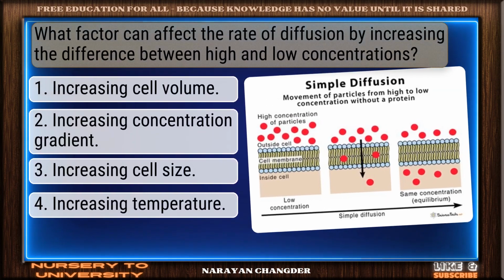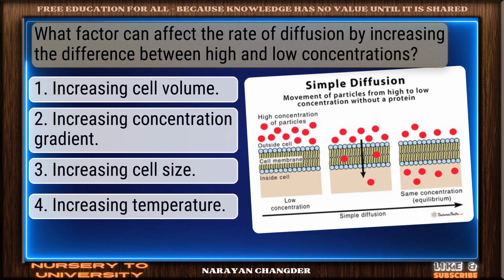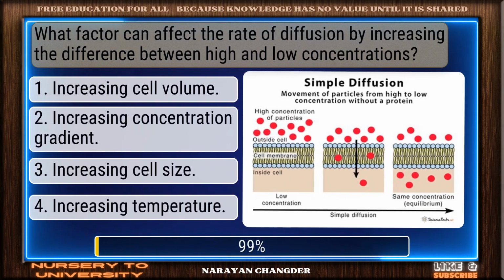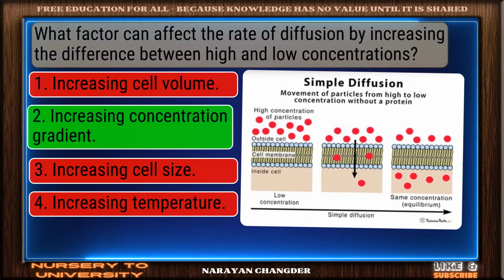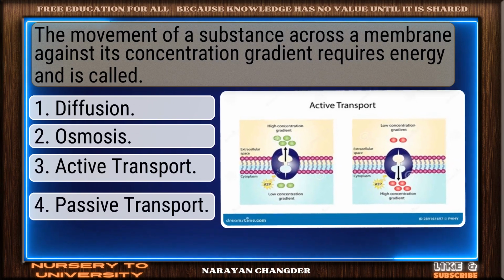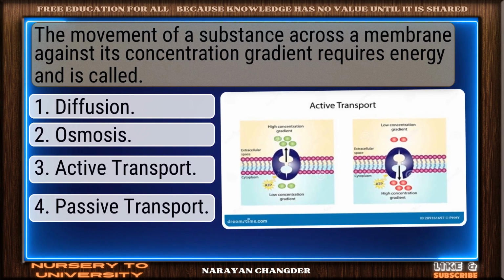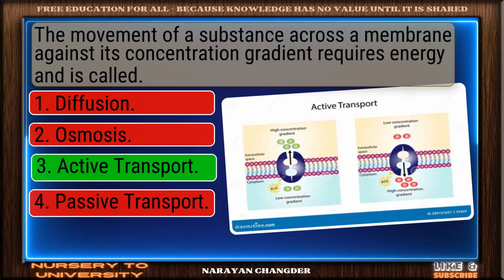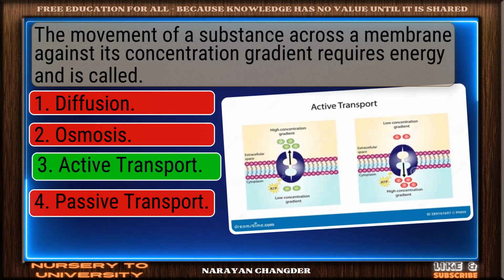What factor can affect the rate of diffusion by increasing the difference between high and low concentrations? Strong choice. Increasing concentration gradient is the right answer. The movement of a substance across a membrane against its concentration gradient requires energy and is called. Exactly. Active transport makes sense, and it is the right choice.